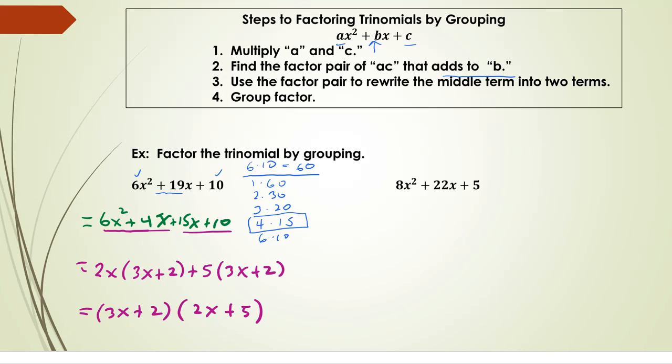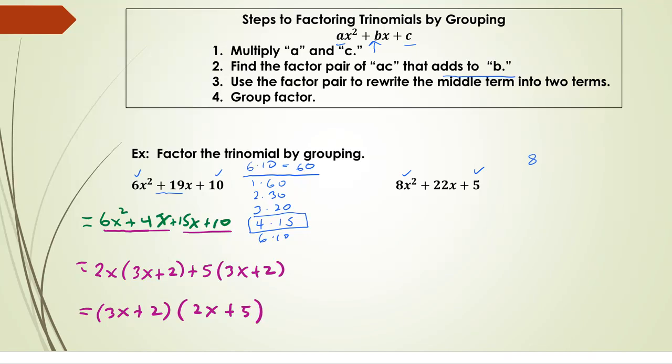So this process is very much like the one that we use for factoring by grouping when we start with four terms. We just need to get the trinomial to have four terms so that we can factor it. So let's practice on the second one.